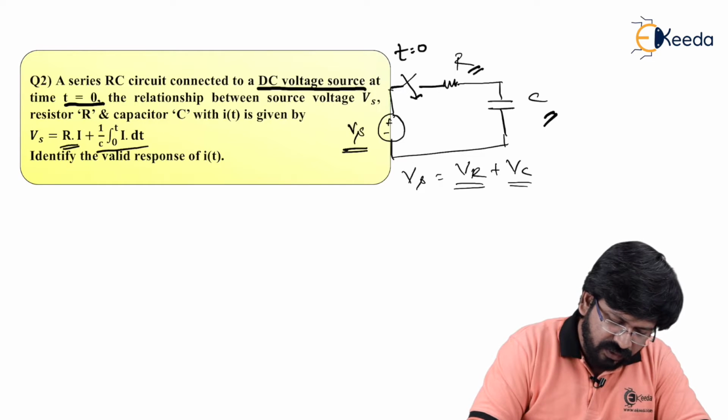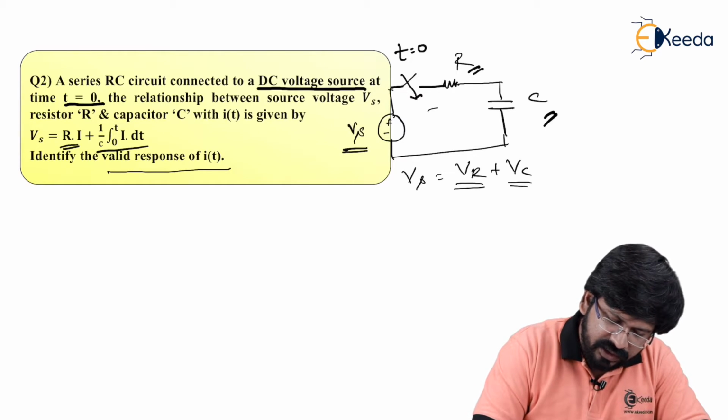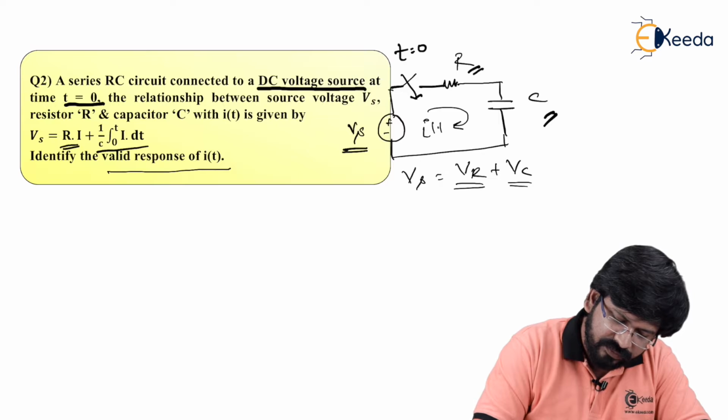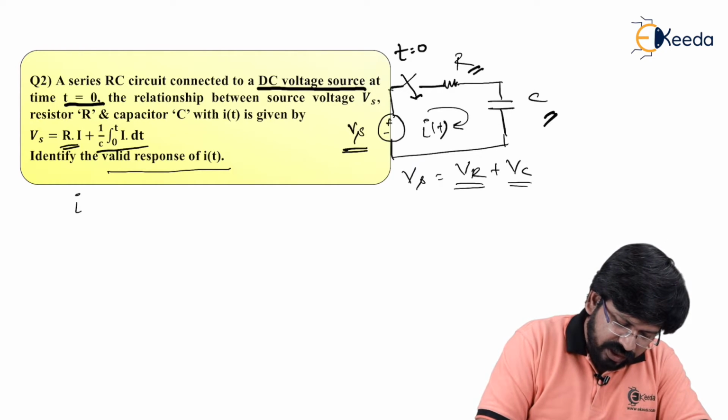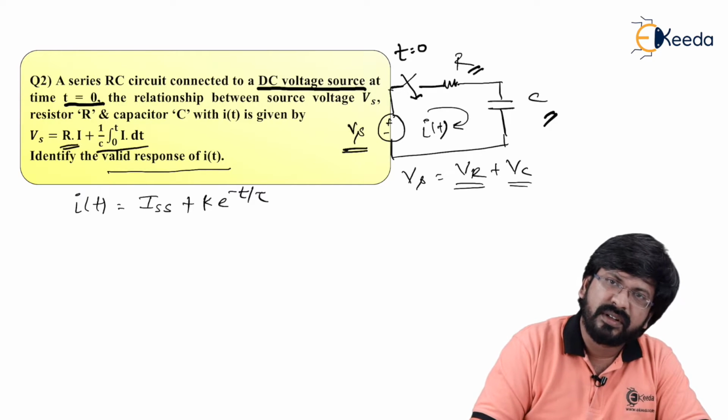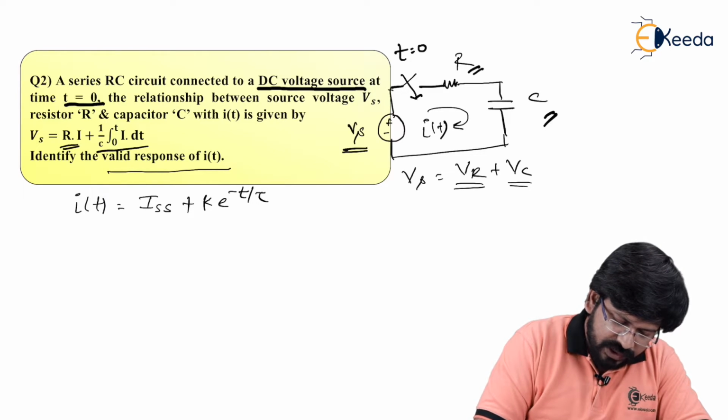You have to identify the valid response for I of t. Let me say this is I of t. So let's see how we can go about it. Can I say I of t in general is given as ISS plus k into e to the power minus t by tau, right? The first step is to get ISS.